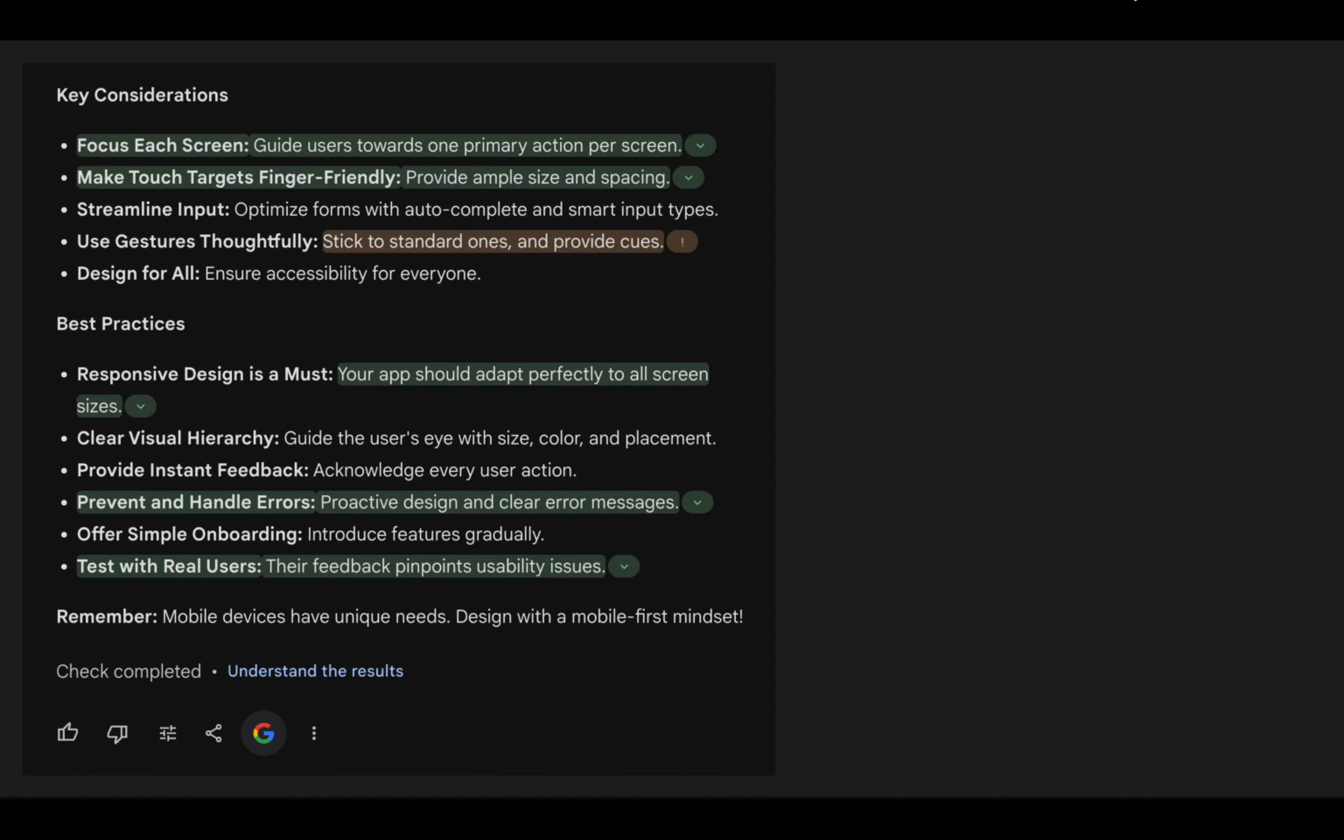So you can press this little button here at the bottom and validate all of the responses that are given to you. Anything in green here is validated by other search, and anything that's brown here is unvalidated, or they weren't able to find anything that could validate that.